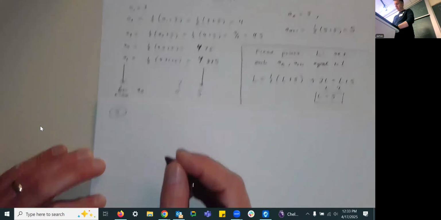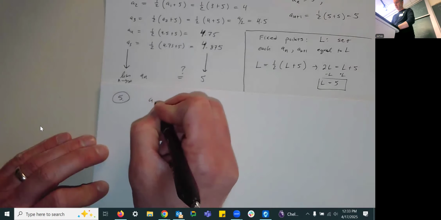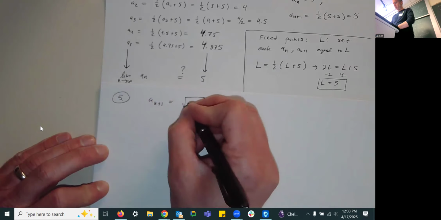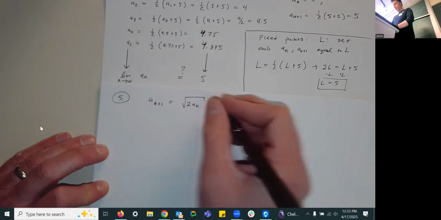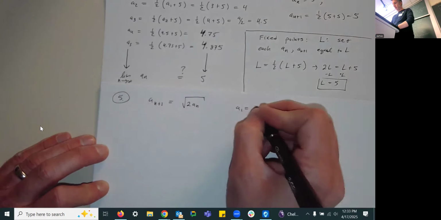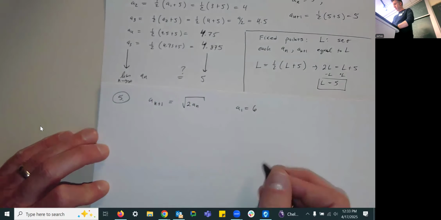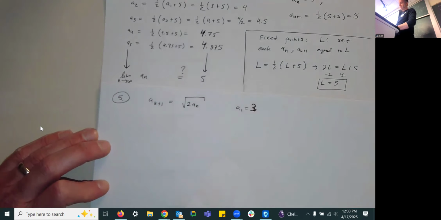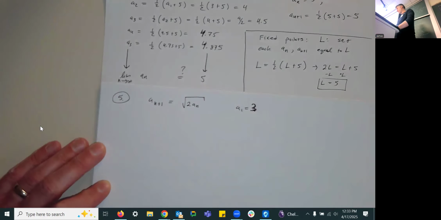So our sequence is defined by a sub n plus 1 is equal to the square root of 2 times a sub n. And we're starting with a sub 1 equal to 3. And I wrote 6 for some reason. Sorry. My brain got ahead of myself.